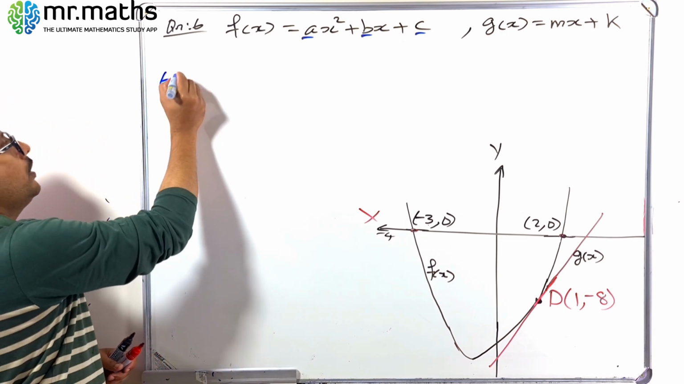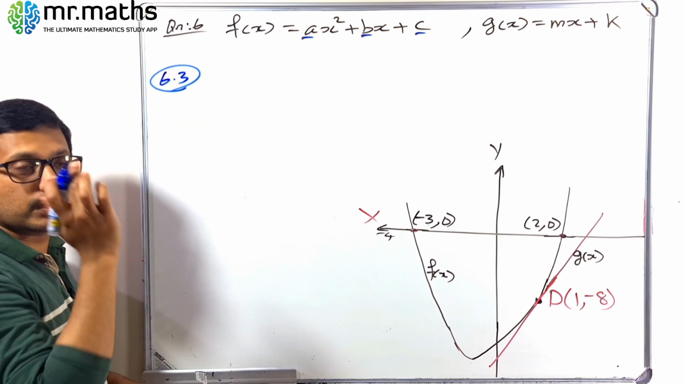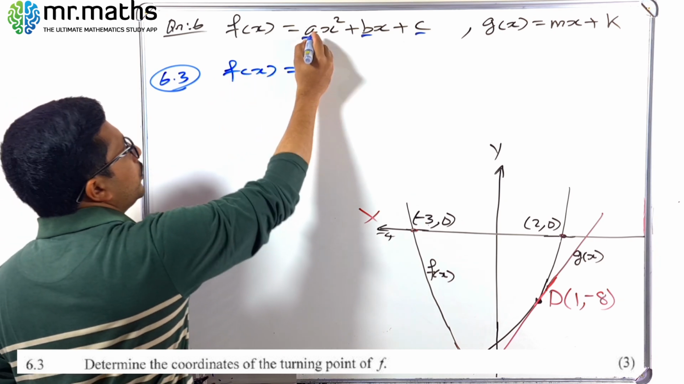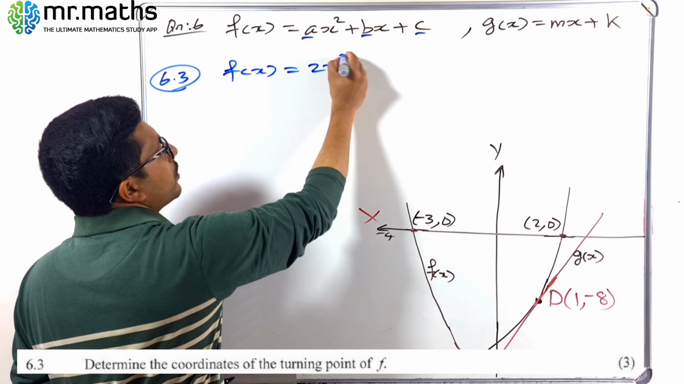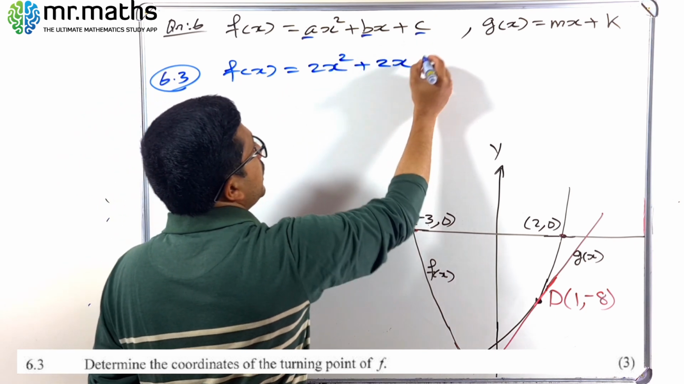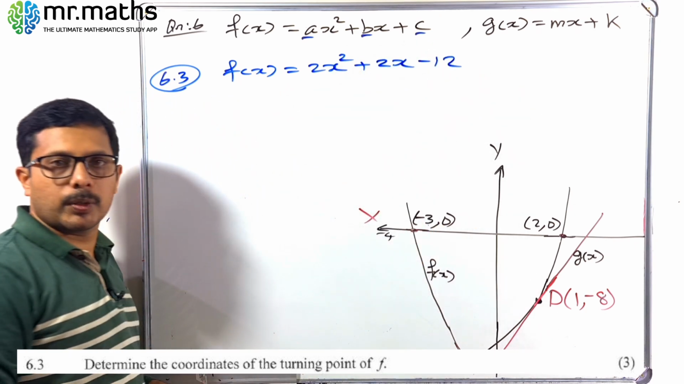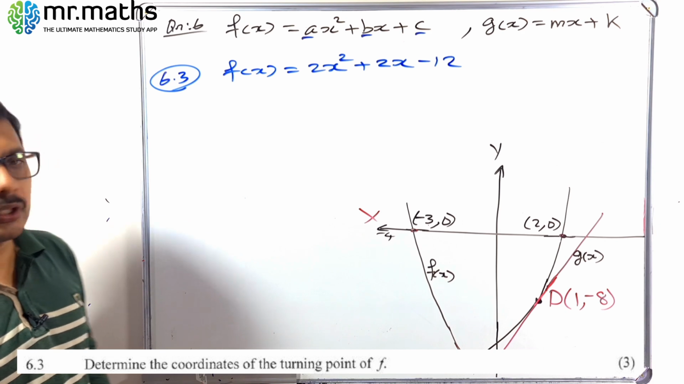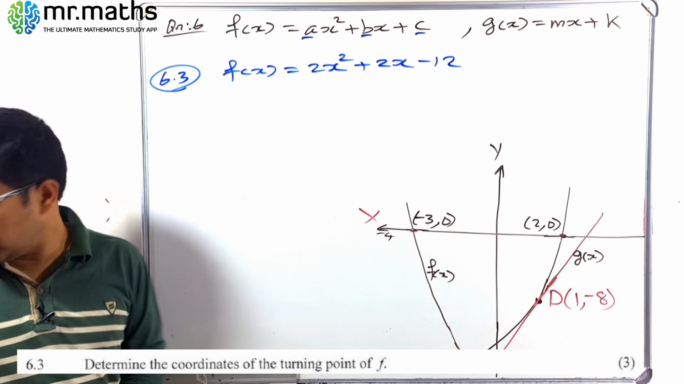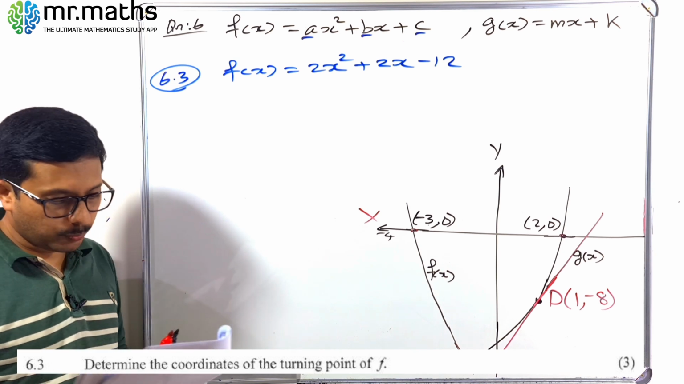Question number 6.3. So let's write that equation once more. What is our equation now? f of x is equal to ax squared, that is 2x squared plus bx, b is also 2, c is minus 12 from the previous question. Okay, so this is our equation now. Now what is the next question? Question number 6.3.